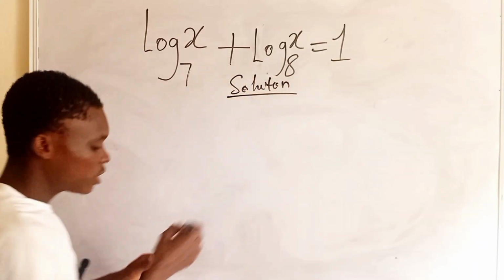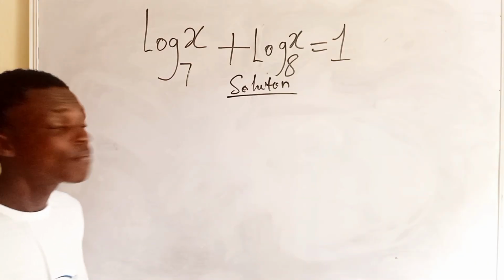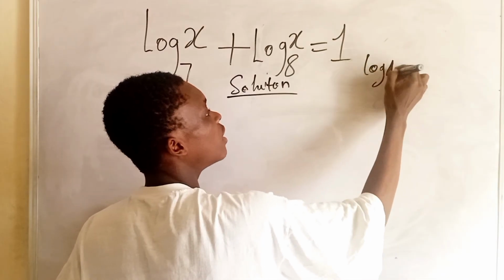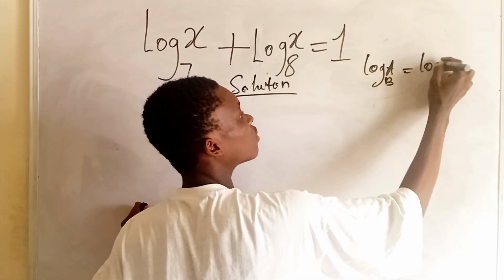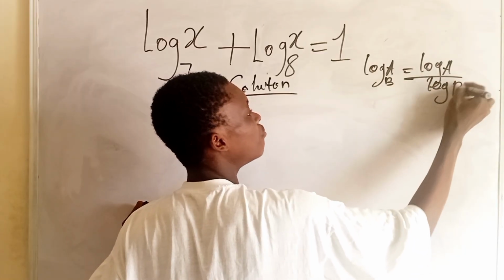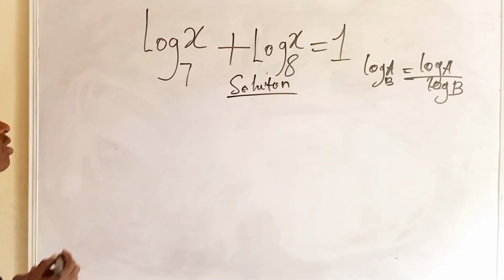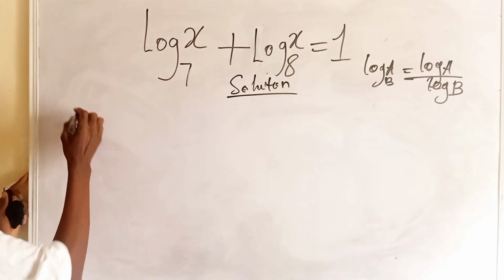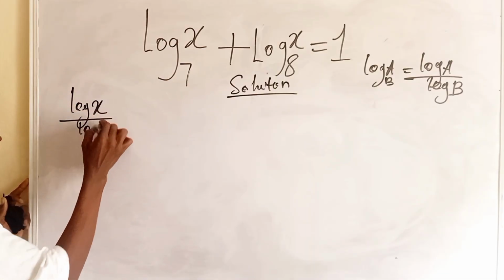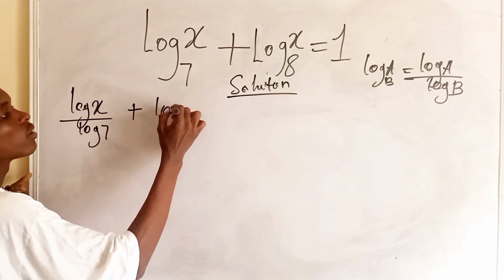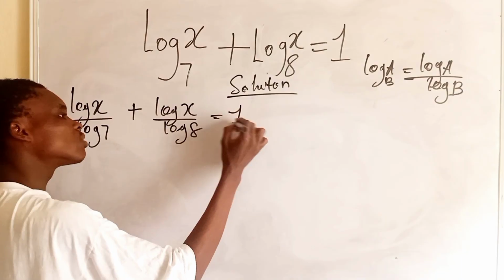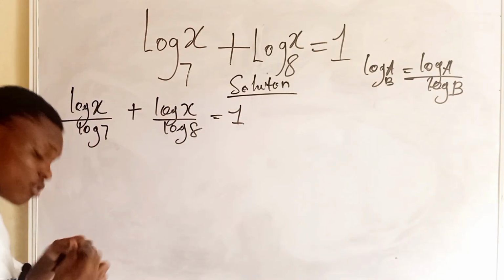To solve this logarithm using the second method, we need to see this in a different way. That is, we need to see it like this. If we have log a base b, this equals log a all over log b. So we need to see it in this aspect. So from here, let's interpret it like that. This becomes log x all over log 7 plus log x all over log 8 equals 1. That is your first step.